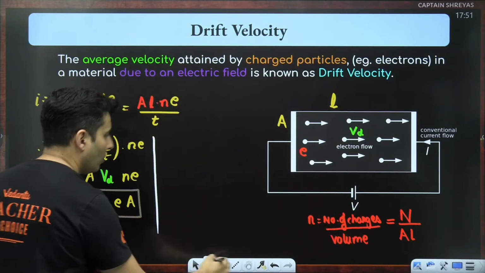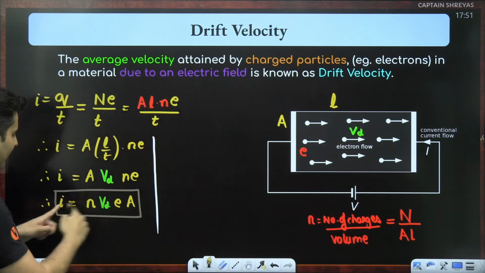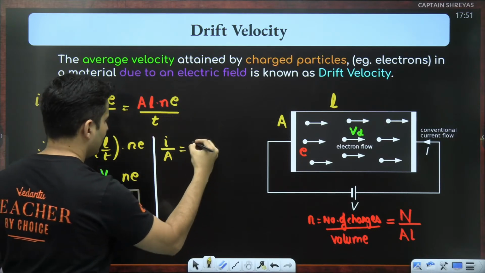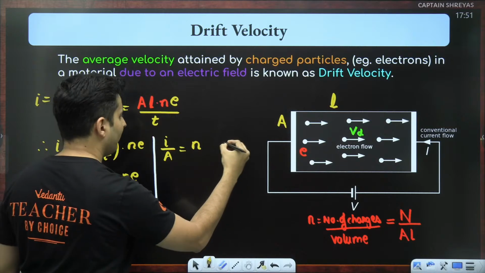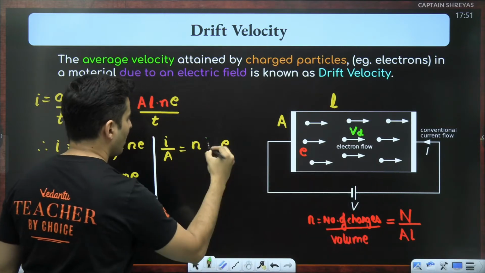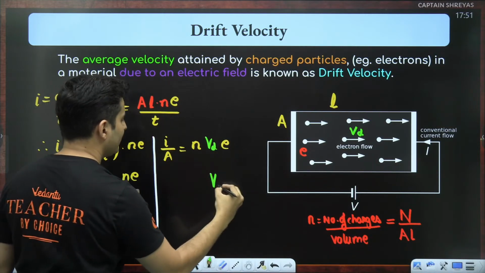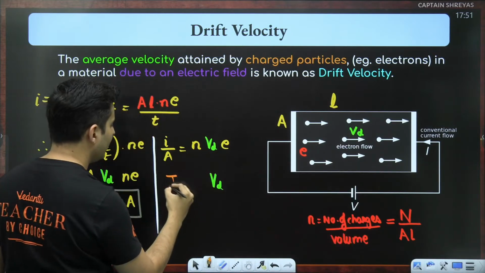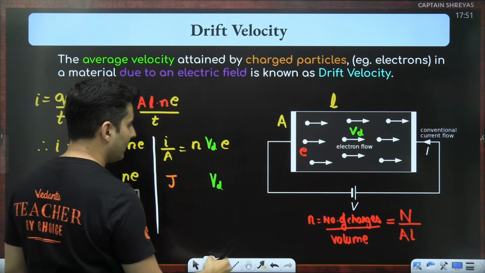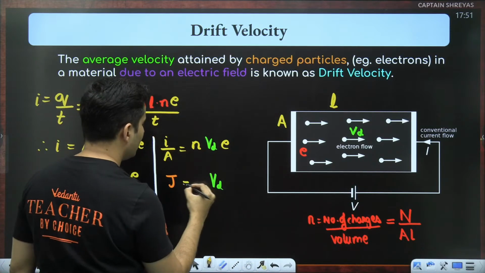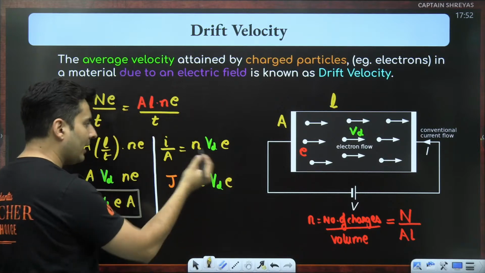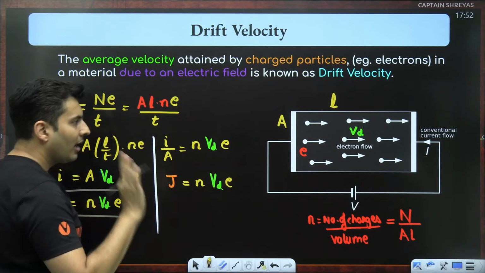And how? Observe it carefully. Shift that area below. What you will get is current by area is equal to N Vd e. Oh, wait a minute. What is this current by area? That is nothing but your current density, guys. So J will be equal to N Vd into e. There is no area there. Area has been shifted below.